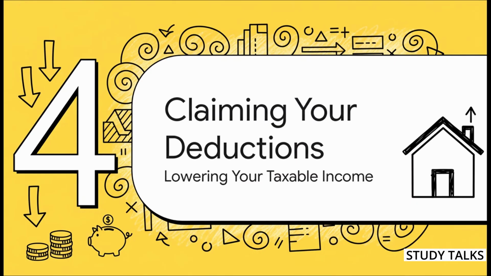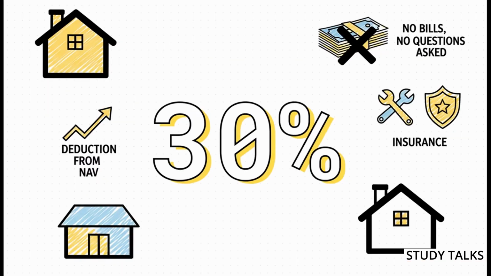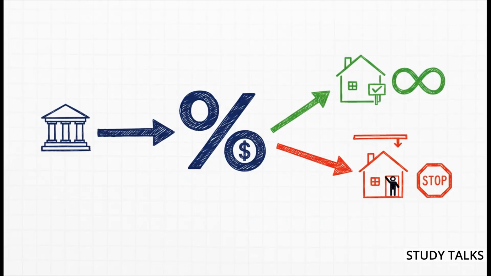Okay, so once you have your net annual value, you get to lower that number even more. The tax rules give you two really important deductions to slash your taxable income. Let's see what they are. First up is the easiest deduction in the entire tax code, I swear. It's a flat 30% off your NAV. Doesn't matter if you spent more or less on repairs, painting, whatever. You just get it. It's automatic. No receipts, no fuss.